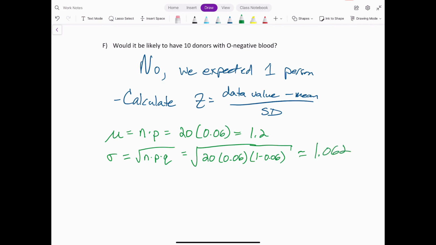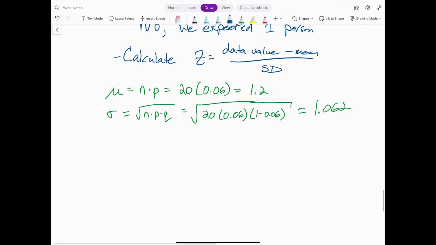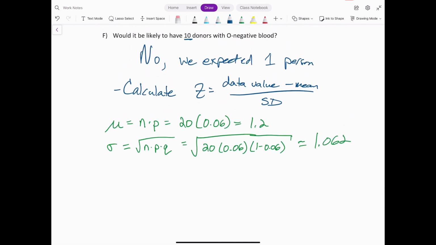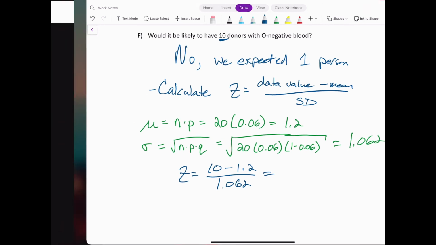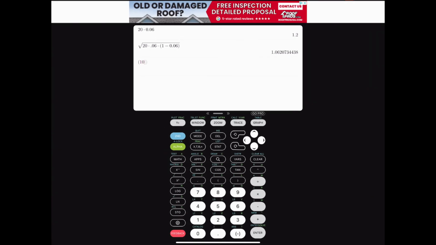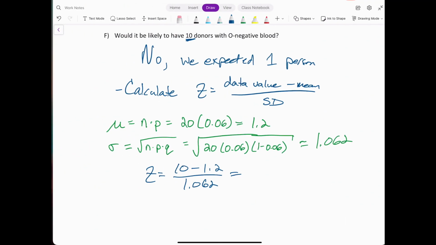So what are we going to do here? We are going to calculate, folks, the z-score, as I said. So how do we do that? The question is, would it be likely to have 10 donors? So 10 is our data value. So our z-score will be 10 minus the expected value, the mean, which is 1.2, divided by 1.062. I'm going to do open parentheses, 10 minus 1.2, close parentheses, divided by the standard deviation of 1.062. And we get a z-score to 3 decimal places of 8.286.